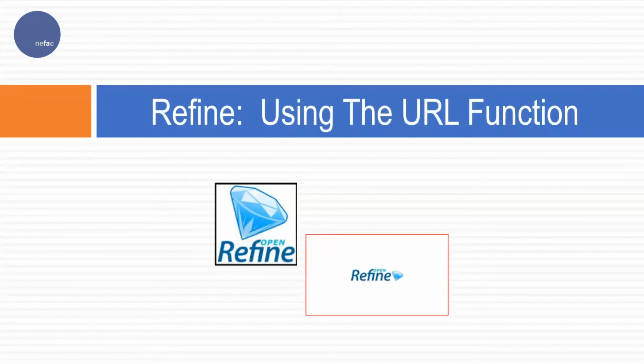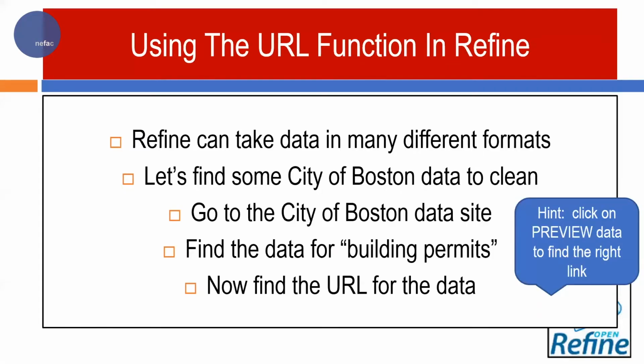So let's go right into grabbing a URL. If you open up OpenRefine, it runs on the command line first, and then it will give you this interface. And what I want you to do is to bring data in from a URL into the web interface. So we're going to find some City of Boston data to clean. Go to the City of Boston's website, Analyze Boston. And I want you to find the data for building permits. So just search for building permits.